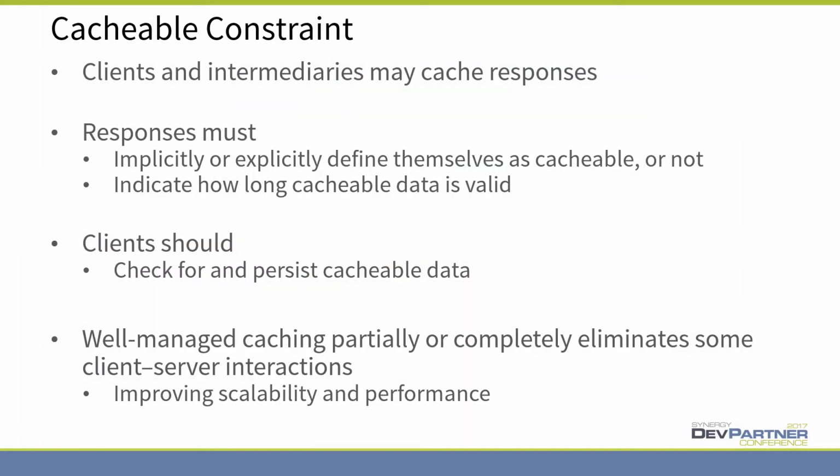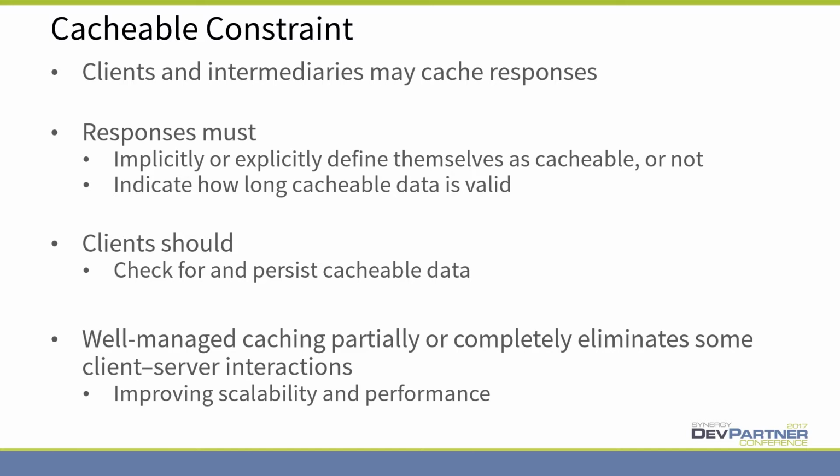Cacheable constraint. Clients and intermediaries may cache responses. So responses, if you want to be strictly speaking considered RESTful, must either explicitly or implicitly define themselves as cacheable or not. Web API by default will add headers to the response that say this content is not cacheable. Okay? Now it's not to say that some server down the line somewhere won't ignore that and cache it anyway. And there's nothing you can do about that. So the point is, if you want something to be cacheable, you should declare it as such by declaring the various response headers that declare this content is cacheable and it's cacheable for this amount of time.